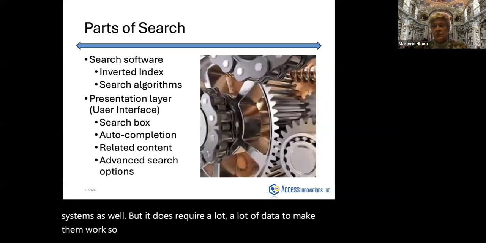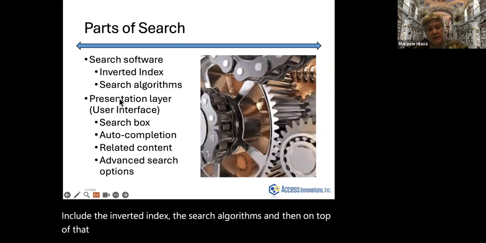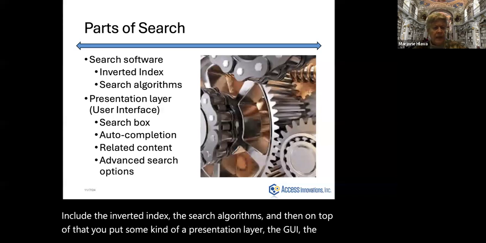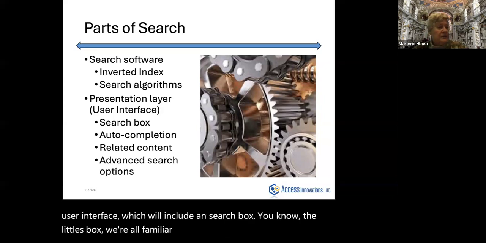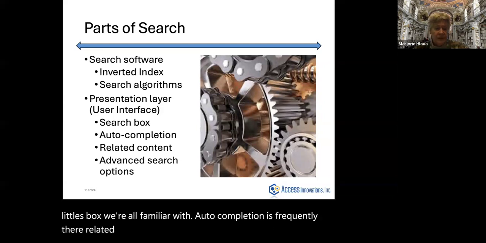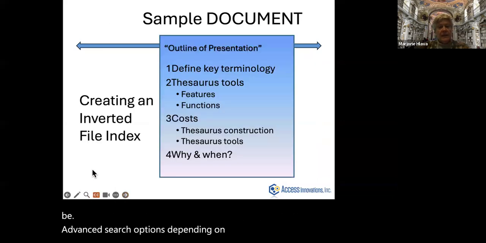So the parts of search include the inverted index, the search algorithms, and then on top of that, you put some kind of a presentation layer, the GUI, the user interface, which will include a search box, the little box we're all familiar with. Auto-completion is frequently there. Related concepts might be presented, and then there can be advanced search options depending on the system.